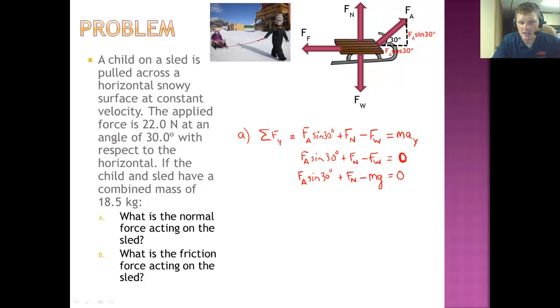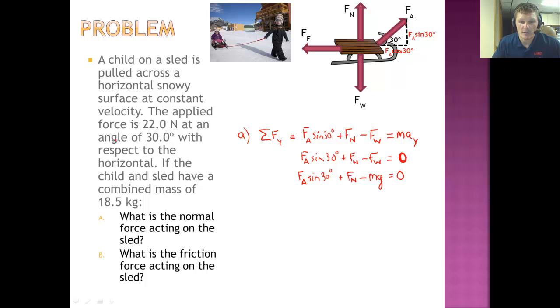If you stop and take a look at where we're at, I know the applied force. It was given to me in the problem as 22 newtons. I've already taken care of the sine of the angle, which is the sine of 30 degrees. I'm solving for normal force, so we know that's going to be the unknown. I know the mass of the sled, that's 18.5 kilograms, and g is 9.8 meters per second squared here on Earth. We are now ready to solve this thing.